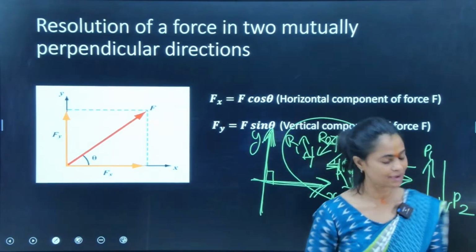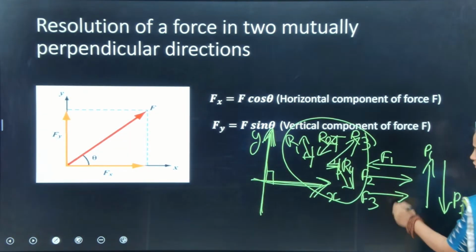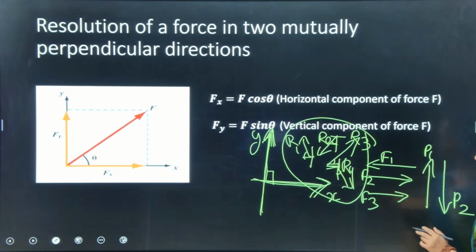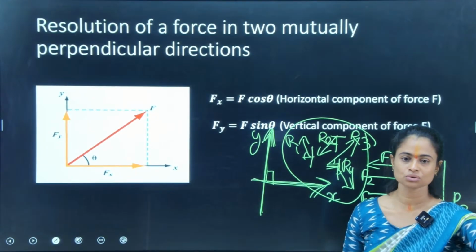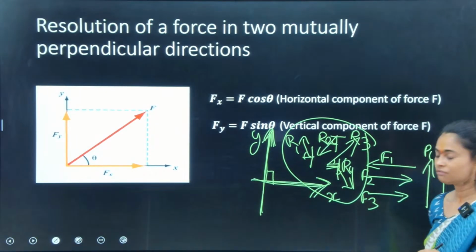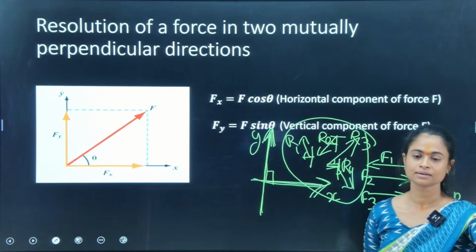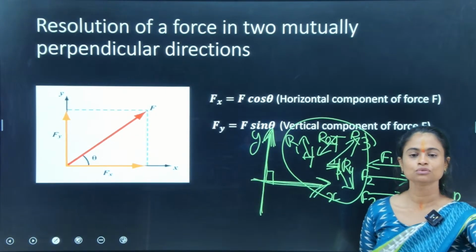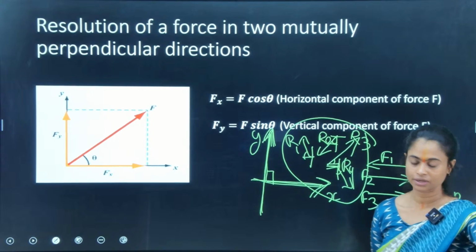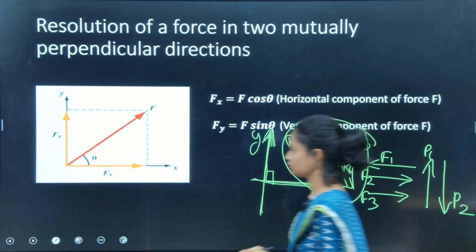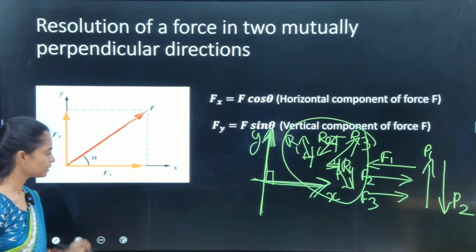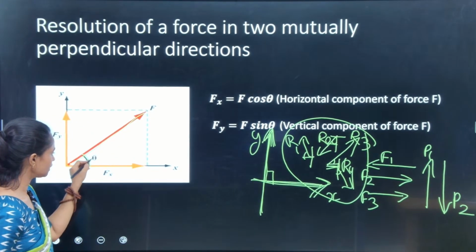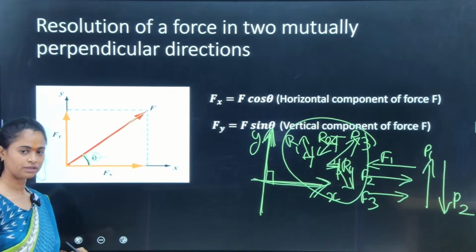So when we have horizontal forces, we are not required to find their components. When we have vertical forces, we are not interested in resolving that force into any direction. But when we encounter forces which are inclined in nature, we are required to find the components of it. And how to find those components? This way. Suppose I have a force F.